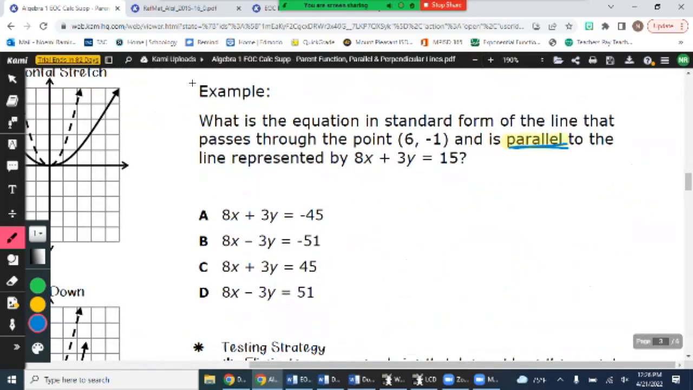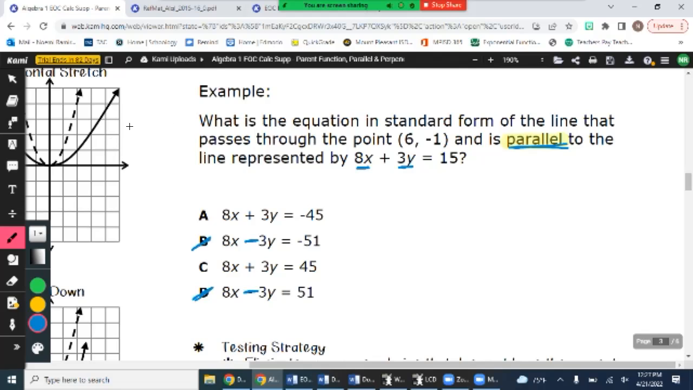Now understand, regardless if I solve it for y or not, if the coefficients of x and y are 8 and 3, I'm looking for a coefficient of +8 and a +3. Because when I solve this, I subtract 8, divide by 3. Subtract 8, divide by -3. So B and D represent equations where the slope will not be the same. So that's why I'm eliminating those.